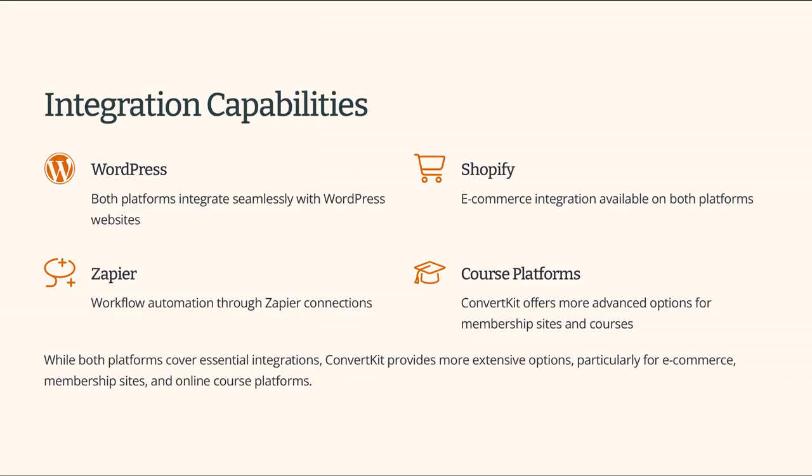Next, we have integrations. Both MailerLite and ConvertKit integrate with popular platforms like WordPress, Shopify, and Zapier. However, ConvertKit offers more integrations, including advanced options for e-commerce, membership sites, and course platforms. So, if you need extensive integration capabilities, ConvertKit could be the better option.